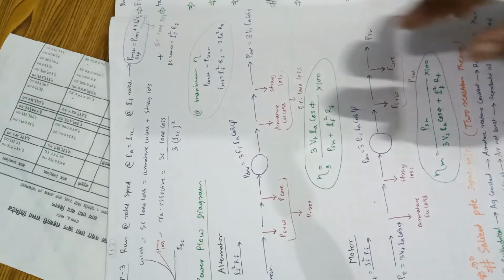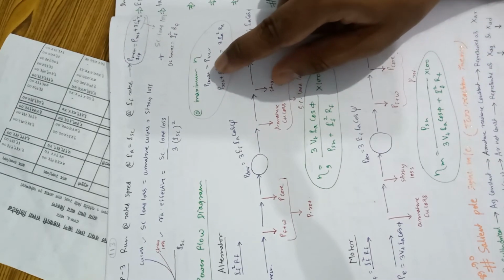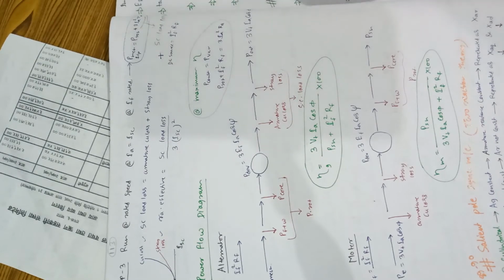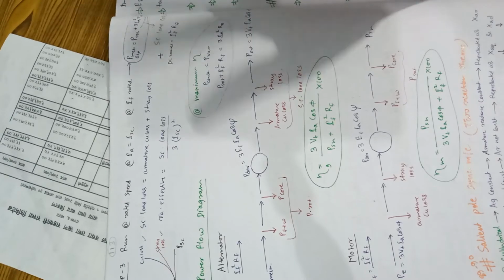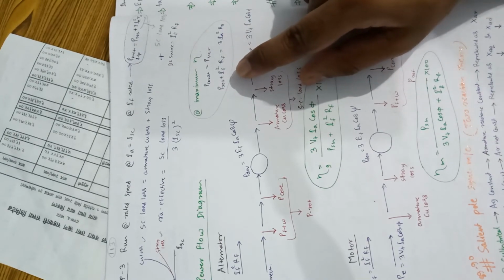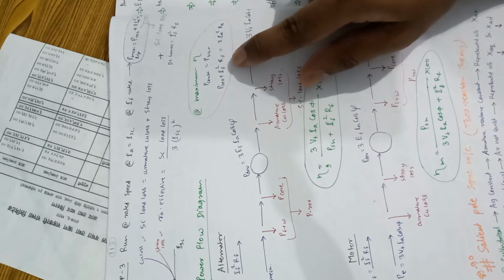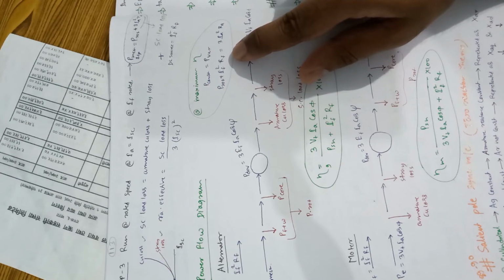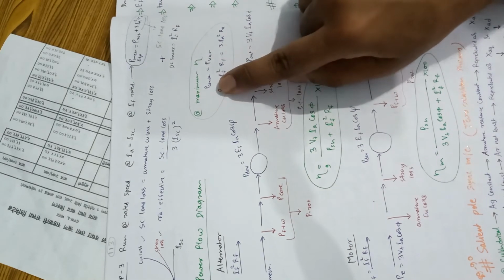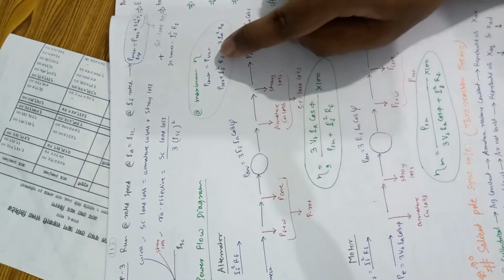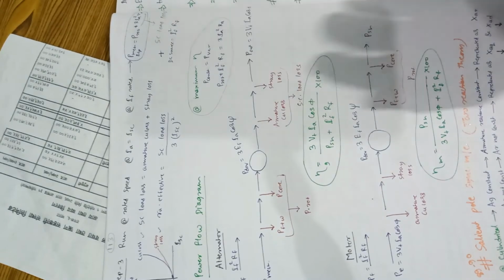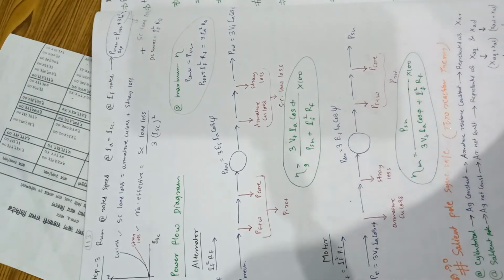So when we talk about maximum efficiency, we know very well that for maximum efficiency, constant loss should be equal to variable loss. Constant loss is rotational loss plus field excitation loss. Rotational loss is core loss plus friction windage loss, plus IF square RF loss, equals 3 IA square RA, which is variable loss, that is armature copper loss. These two should be equal for maximum efficiency. That's all in losses and efficiency.